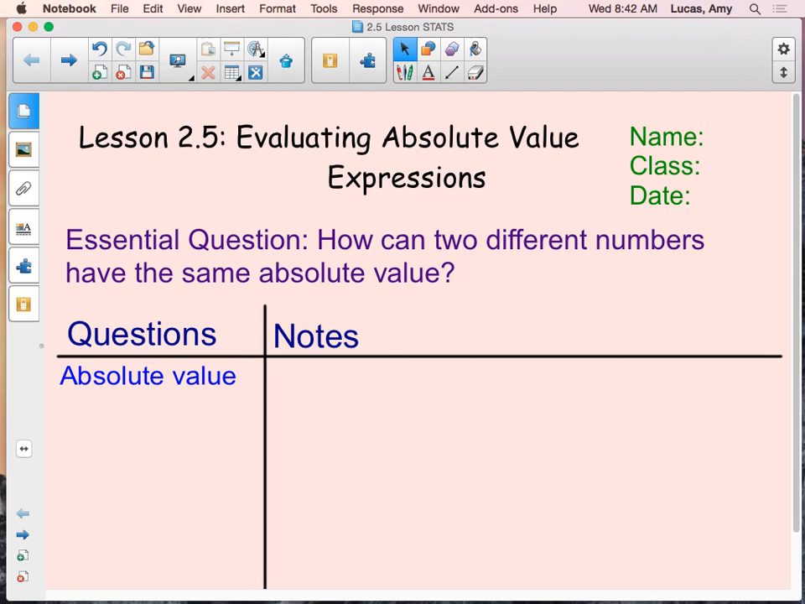Lesson 2.5, Evaluating Absolute Value Expressions. Our essential question today is how can two different numbers have the same absolute value? We have one new vocabulary word, it's absolute value. Absolute value means the distance from zero on a number line.